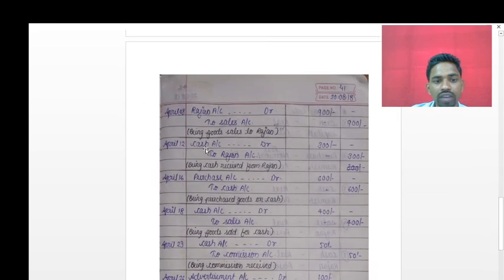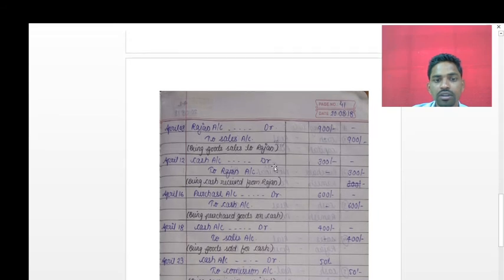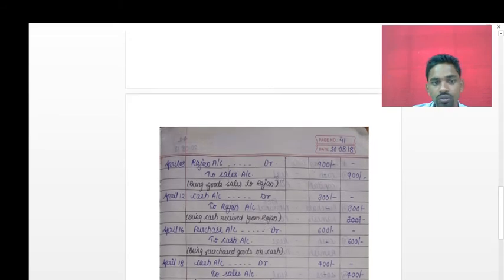So on 12th April, received from Rajan rupees 300 on account. Okay, received from Rajan means what received? Cash received from Rajan. So in this transaction two accounts are affecting, the cash account and the Rajan account. Cash comes under the real account, and the Rajan account comes under the personal account. So cash account debit rupees 300 to Rajan account credit rupees 300. Being cash received from Rajan, this is the narration. So like this we have to pass.